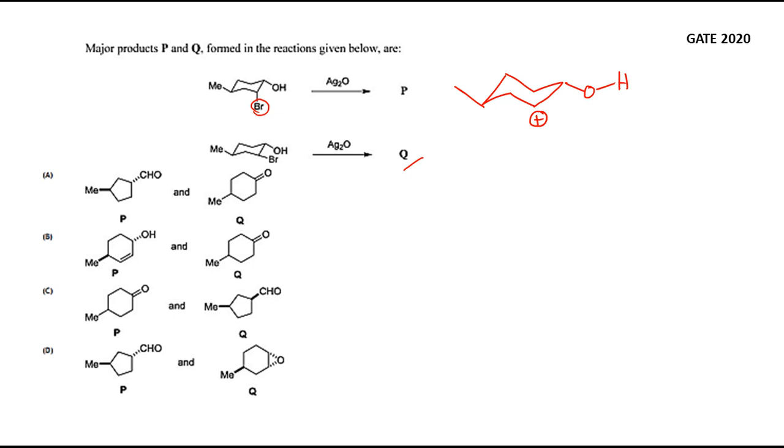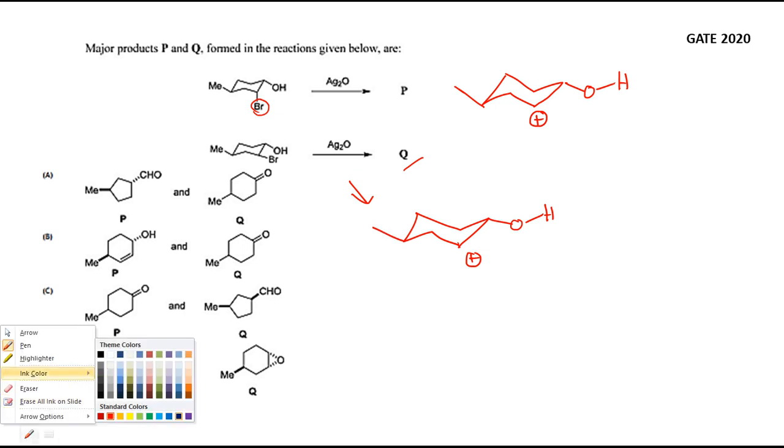So this is what we get from the first one, and from the second one, what type of carbocation will we get? Actually it is the same, only the Br is axial in the case of the first compound, and it is equatorial in the second compound. Methyl is as it is.